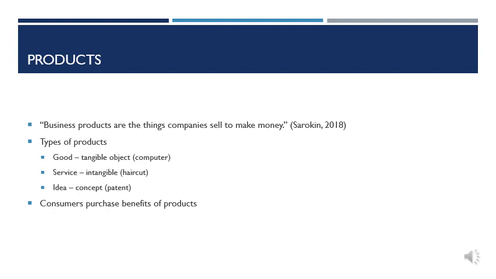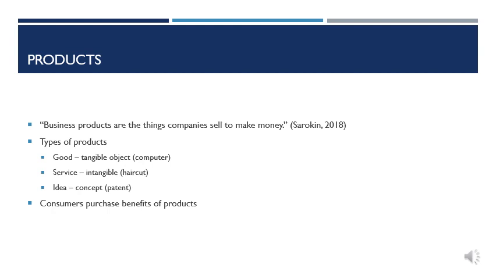We will start with products. Products are essentially the basis of any business. David Sorokin defines products as simply things companies sell to make money. Products can be classified into three different categories or types. The first is a good, which is a tangible object. An example of this would be a computer.